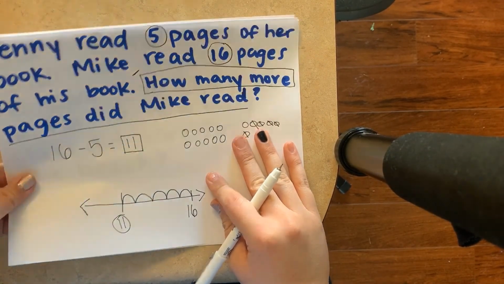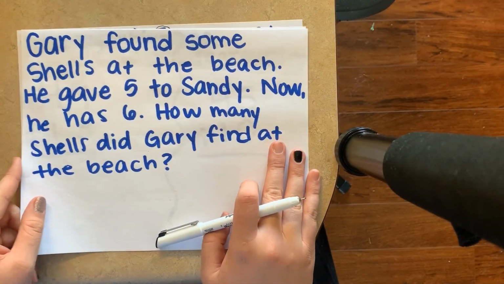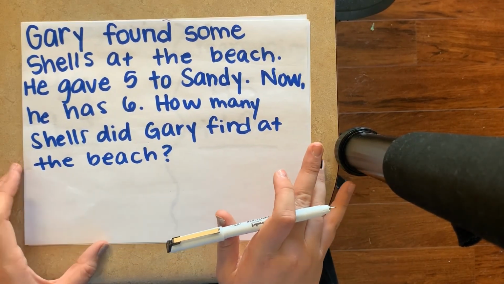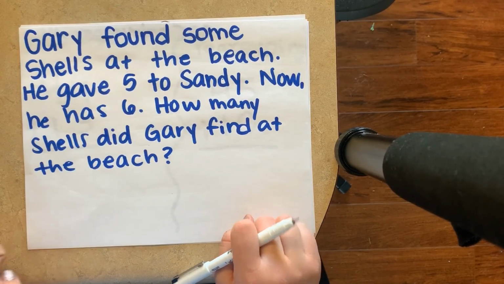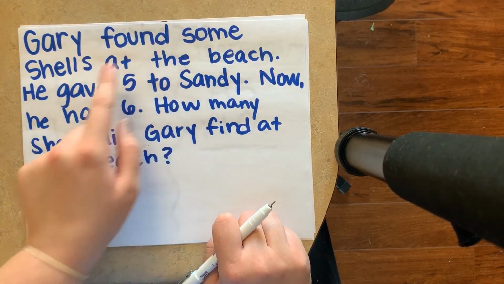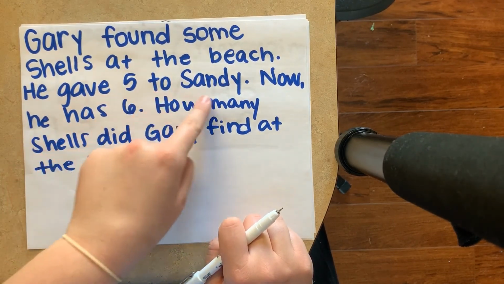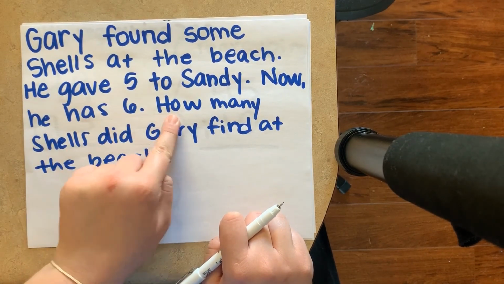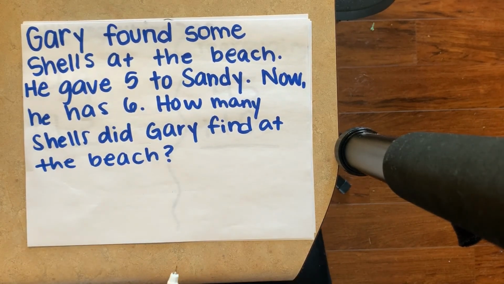Let's move on to the next one. For this word problem, I'm gonna read it, but I want you to pause the video first and try to solve it on your own. Then I'll go back and underline the question and find our important information. Gary found some shells at the beach. He gave 5 to Sandy. Now he has 6. How many shells did Gary find at the beach? Pause the video now and try to solve it on your own.